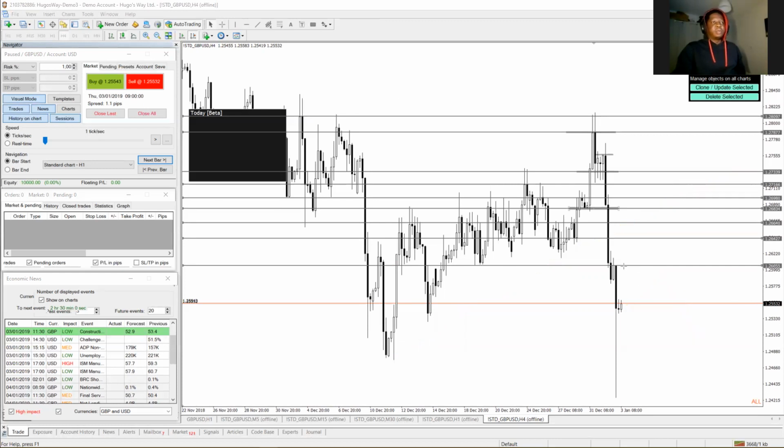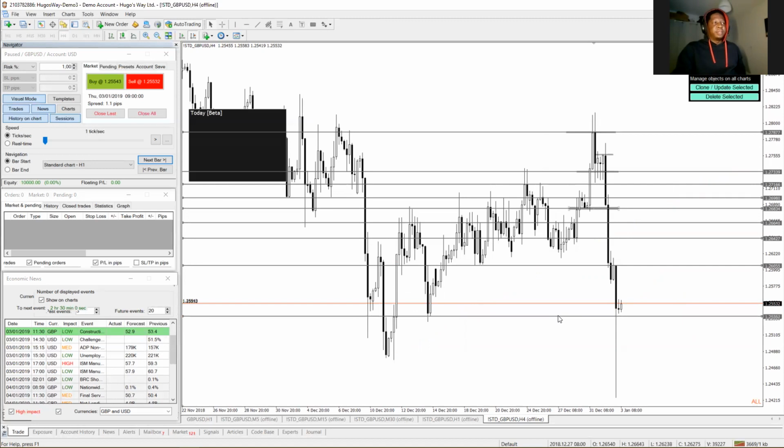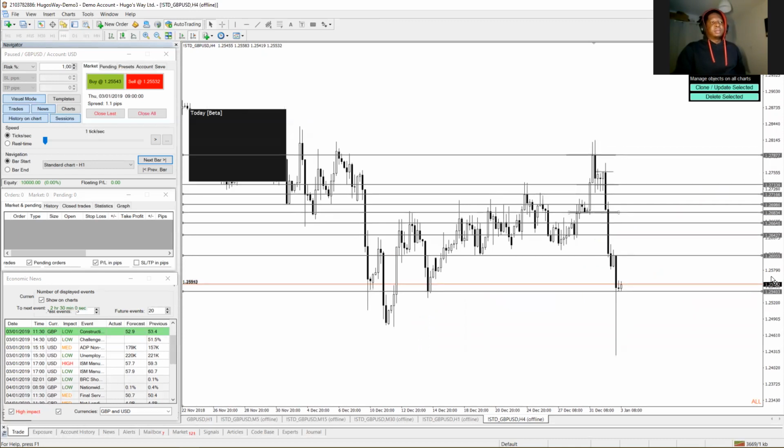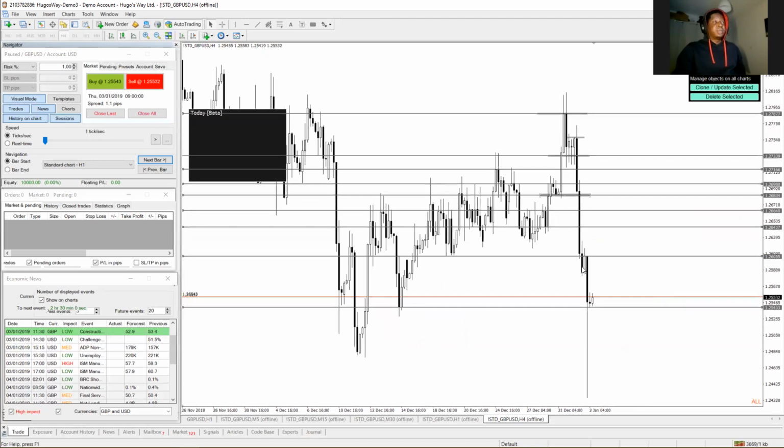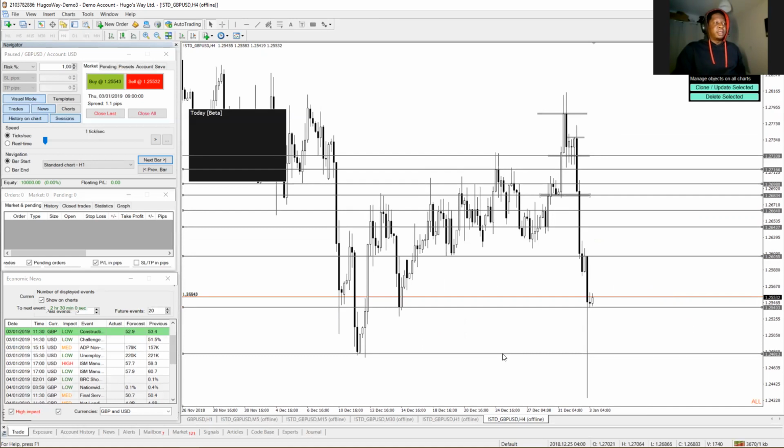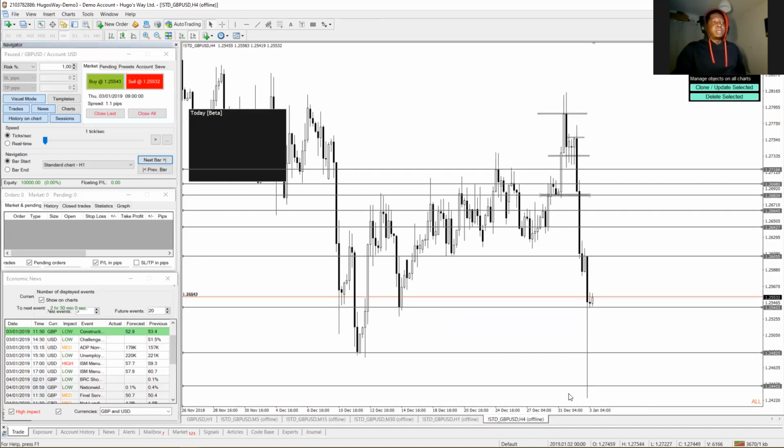So we have this resistance right here. We have this level right here, which is the previous support level. And yeah, this was March 2018. Okay, this was January 2018. And we have this level right here, which is the next support level. And ultimately, we can also target this weak fill if we get it.